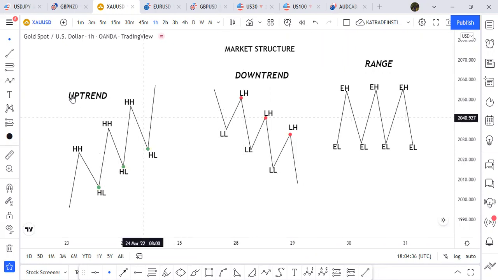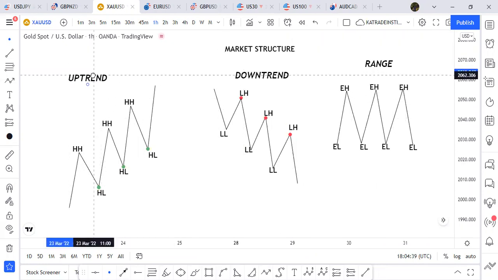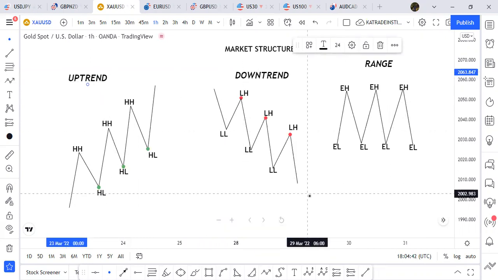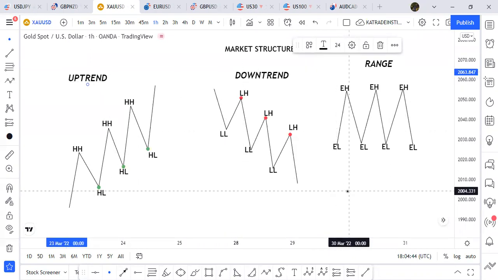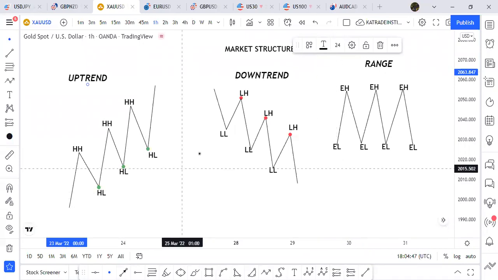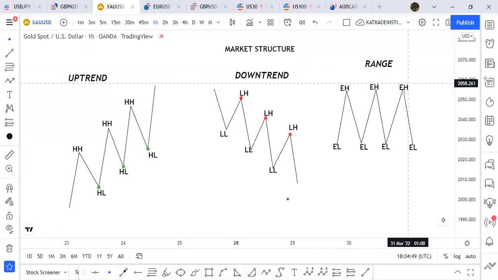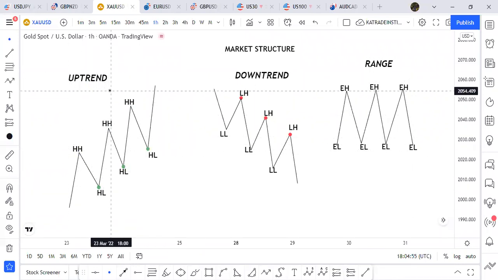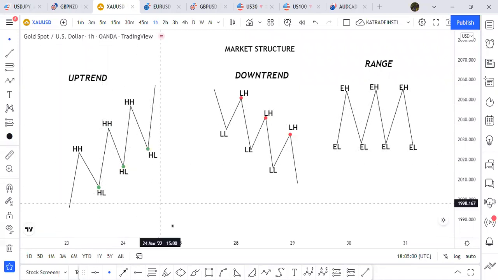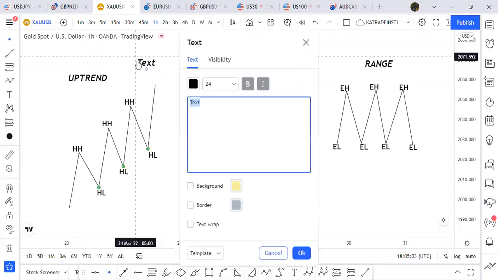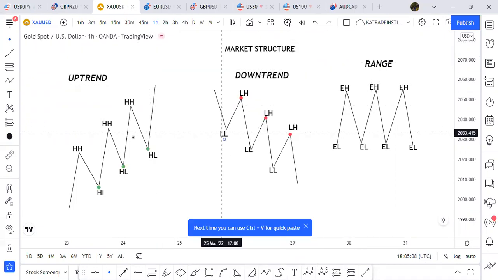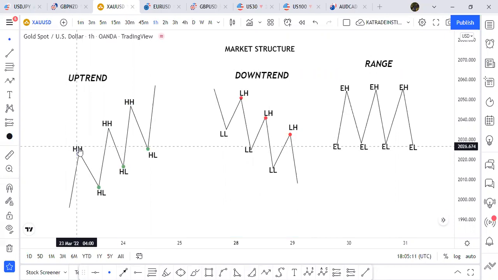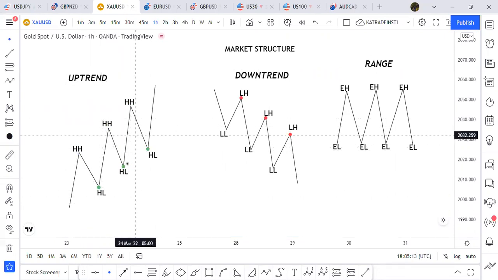Before we go on, let's take them one after the other, from the basics to advanced. Starting with the basic market structure, when we say uptrend, what does the uptrend consist of? It consists of higher highs and then what? Higher lows. That is the uptrend.